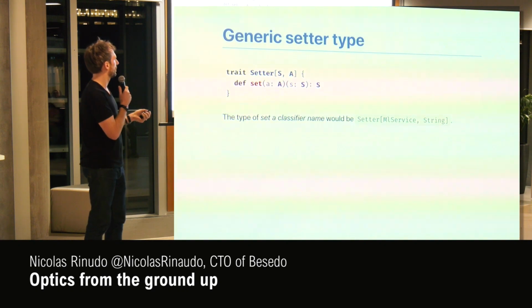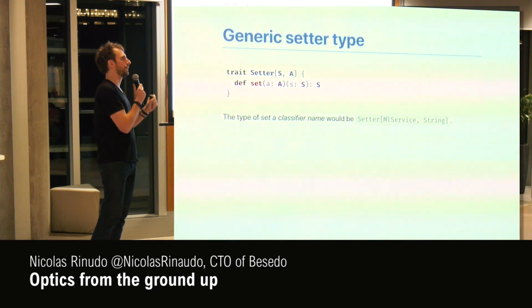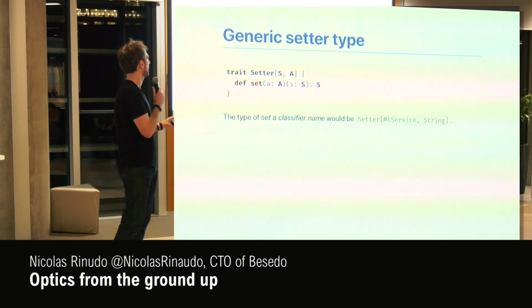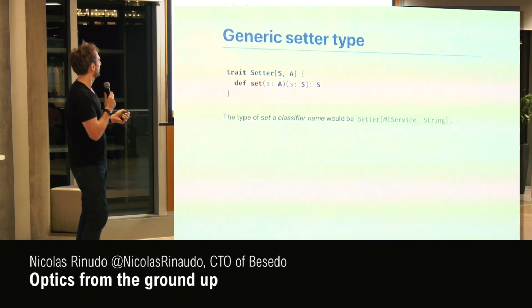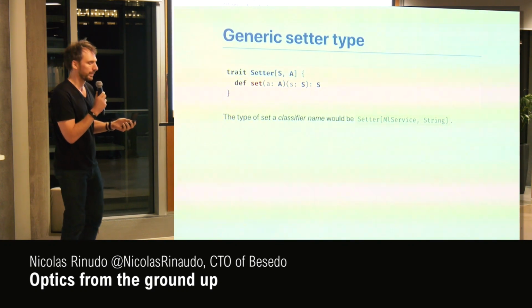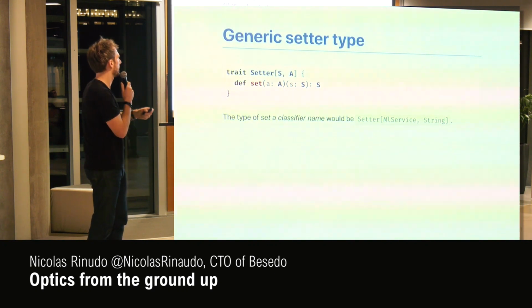So in our case, for example, we wanted to modify the name of a classifier within an ML service, so our state S would be ML service, and our A would be the string. And so the setter class here would just have this single method, which given an A and an S, would modify the A within the S and return the modified S. And it's curried because it allows for nice syntax, stuff like that.